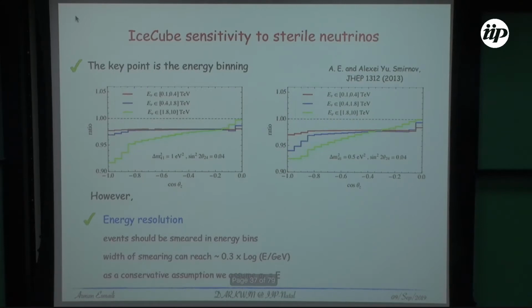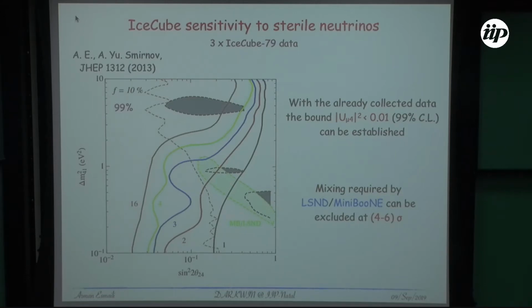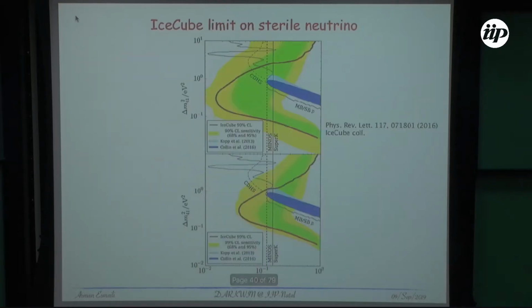Of course, you can improve this limit. You have to take into account the energy distribution also. The energy resolution is important. I'm running out of time, so I'm going to skip some of these slides. So you can take into account the energy distribution also, and you improve the limit. It's possible to show that at the end, by binning the data over the energy, even with something like 4 bins, you can exclude the region allowed by MiniBooNE and LSND from the IceCube data. And this is at the end what the IceCube collaboration published as its official analysis, including all the details.